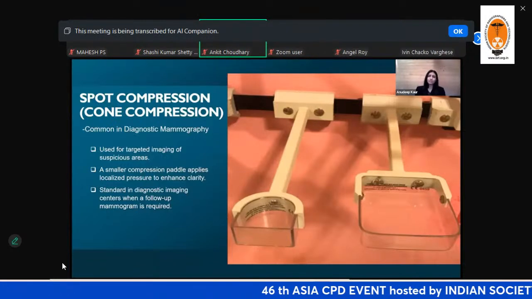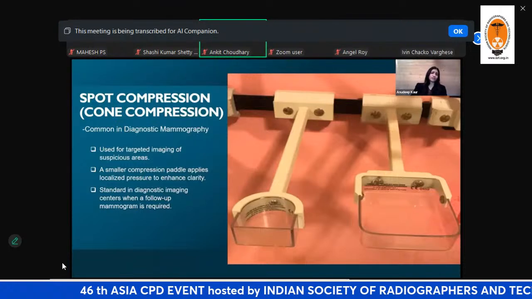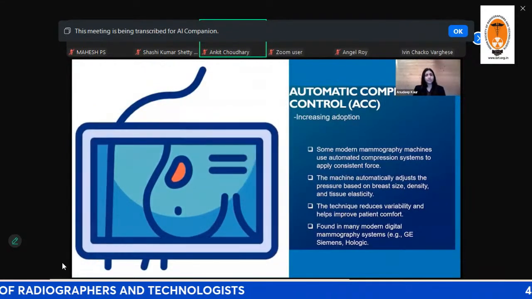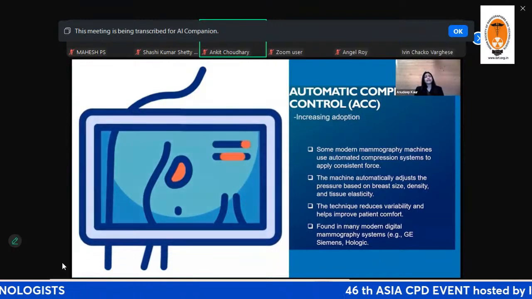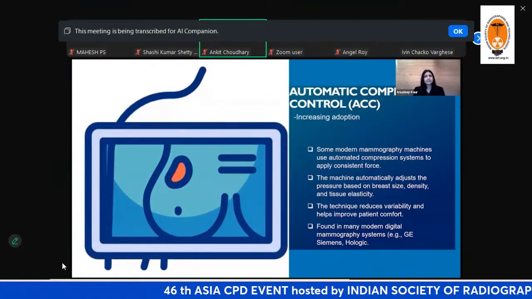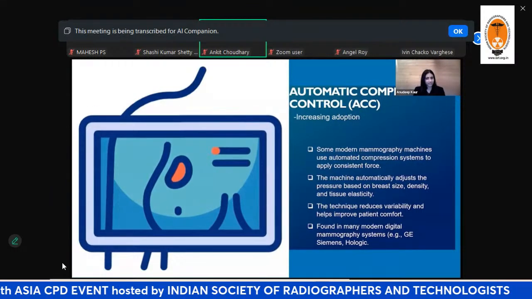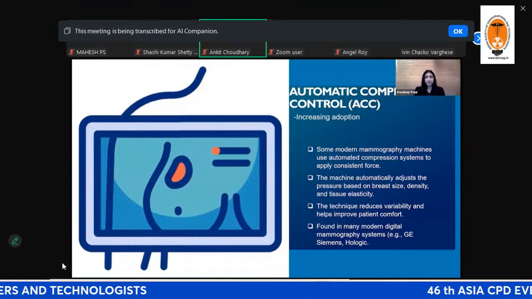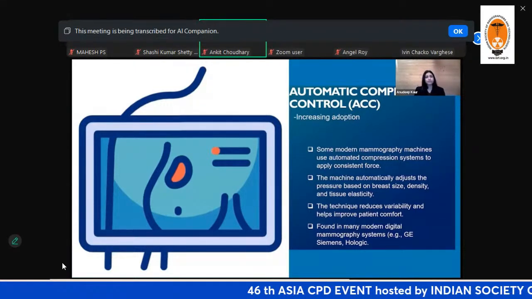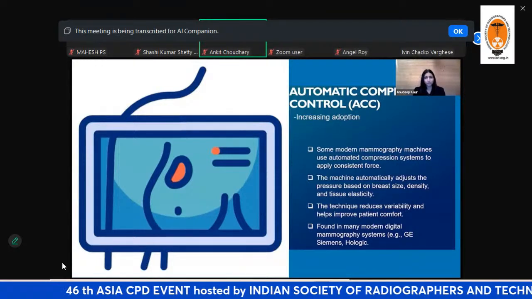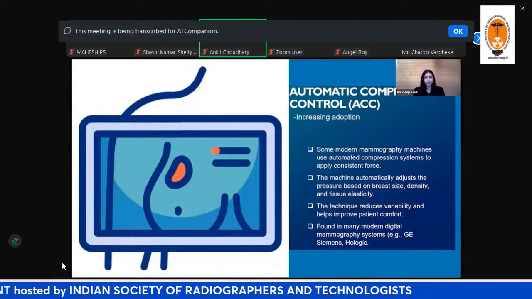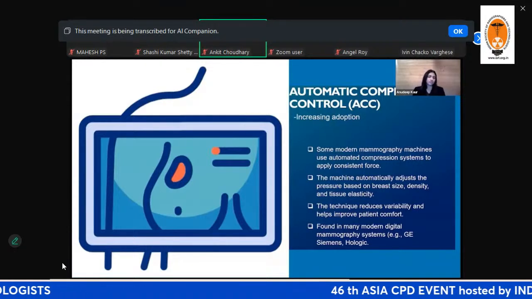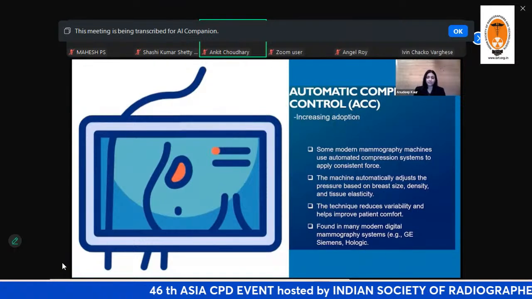Okay, now we'll go for the major upcoming new technologies or the new innovations in mammographic compression techniques. The first one that we get to see nowadays is the automatic compression control. It is finding increasing adoption. A lot of scan centers are moving towards acquiring automatic compression techniques. Here the compression force is applied consistently over the entire area, and the machine automatically adjusts the pressure based on the size of the breast, density, and the elasticity of the tissue. They have certain pressure sensitivity with which they can manage that the entire area gets an equal amount of pressure, right? So this automatic compression control is gaining high popularity as a new compression technique.